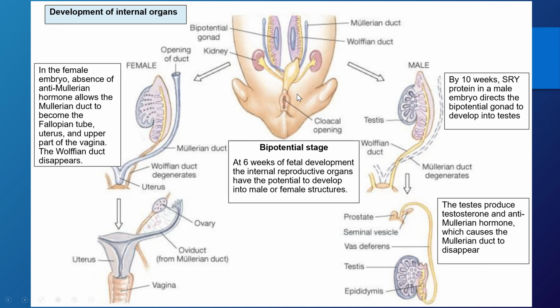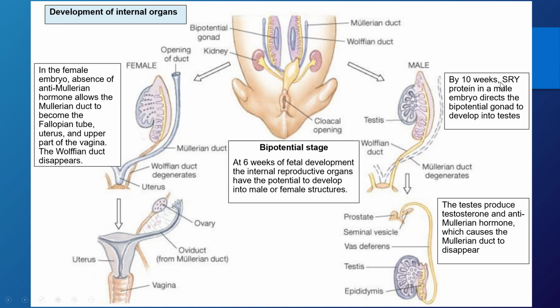So we all start with the same model, right? And we have the potential to be developed into males or females. So by week 10, if we have an XY chromosome, then the male will have SRY protein. The Y chromosome has this gene that has instructions for development of this protein. And then this bipotential stage will proceed to a male scenario, right? This duct that belongs to the female will disappear, and we will end up with testes and the male duct system.